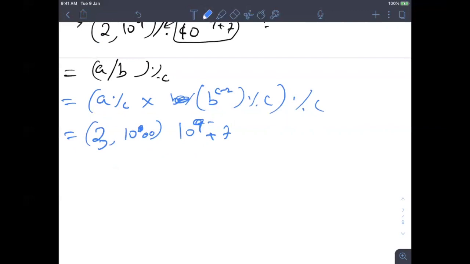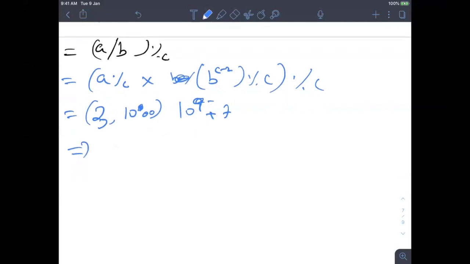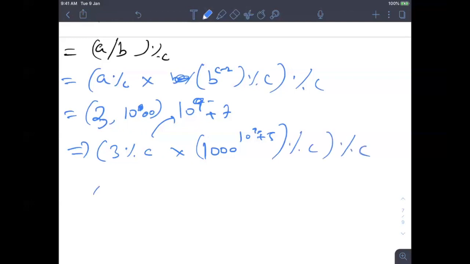So if I look again, what I can do is, let's take one step. It will be like 3 mod C. I'm just writing C over here for simplicity. C is this number, B is 1000, A to the power C minus 2, and C is 10 to the power 9 plus 5 mod C, and whole mod C, right? So this is simple. 3 mod C you already know.